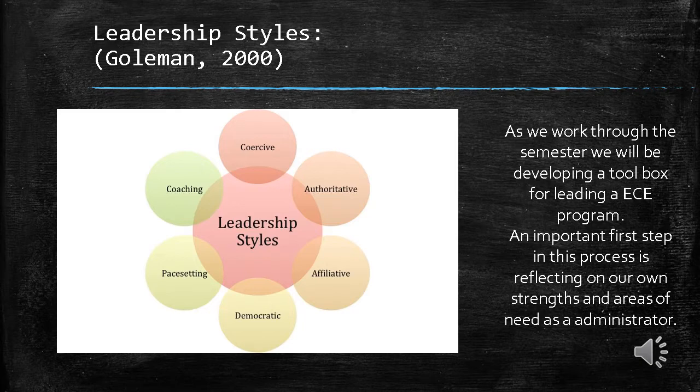The additional reading for this week will be a PDF from The Business of Childcare by Gail Jack, and it details the leadership styles of Daniel Goleman, and this chart that I have is from 2000, and he really talks about our leadership styles. As we work through the semester, we're going to be developing a toolbox, a director's resource file for leading an ECE program into quality or maintaining the quality that you already have. An important first step in this is reflecting on our own strengths and the areas of need that we have as an administrator.